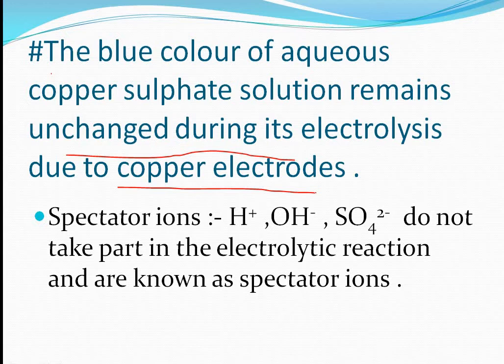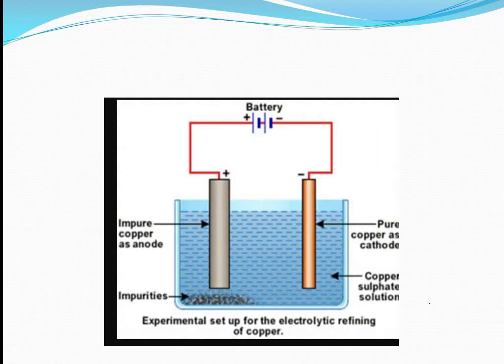Okay, now here another term is present, that is spectator ions. It means that H+ ions, OH- ions and SO4 2- ions do not take part in the electrolytic reactions, and that's why they are called spectator ions. Okay, next we are moving on to its diagram.